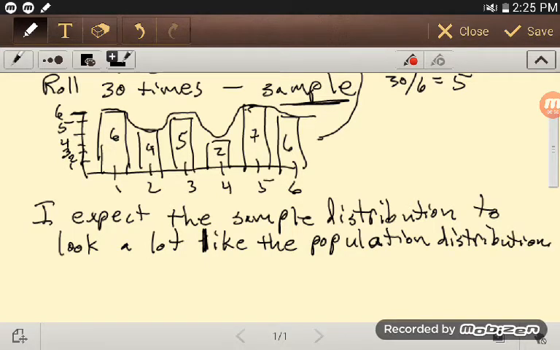Okay, that's a big deal. I go take a sample, I look at it. If I took a good random sample, I would expect that my sample distribution, when I look at a bar chart or a histogram of my sample data, would look a lot like the population itself. Okay, big idea there. That's what I expect.